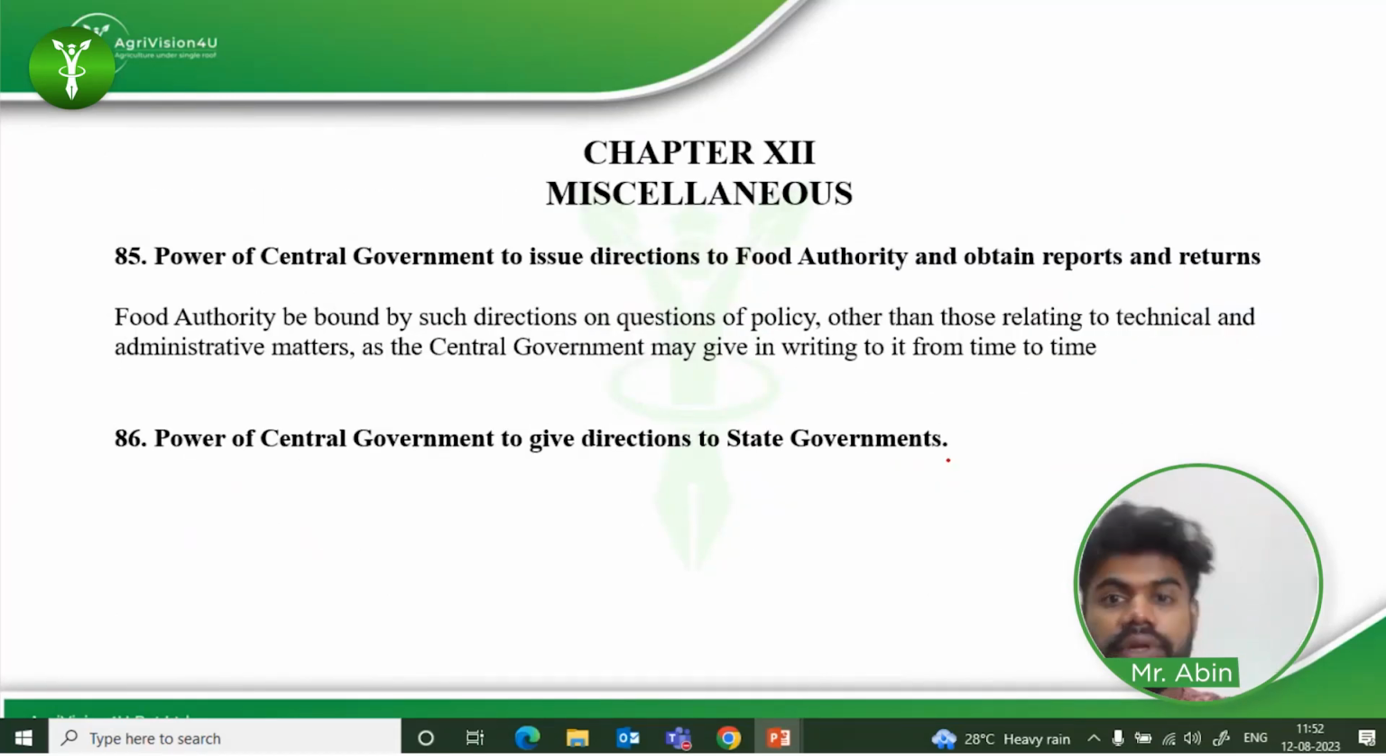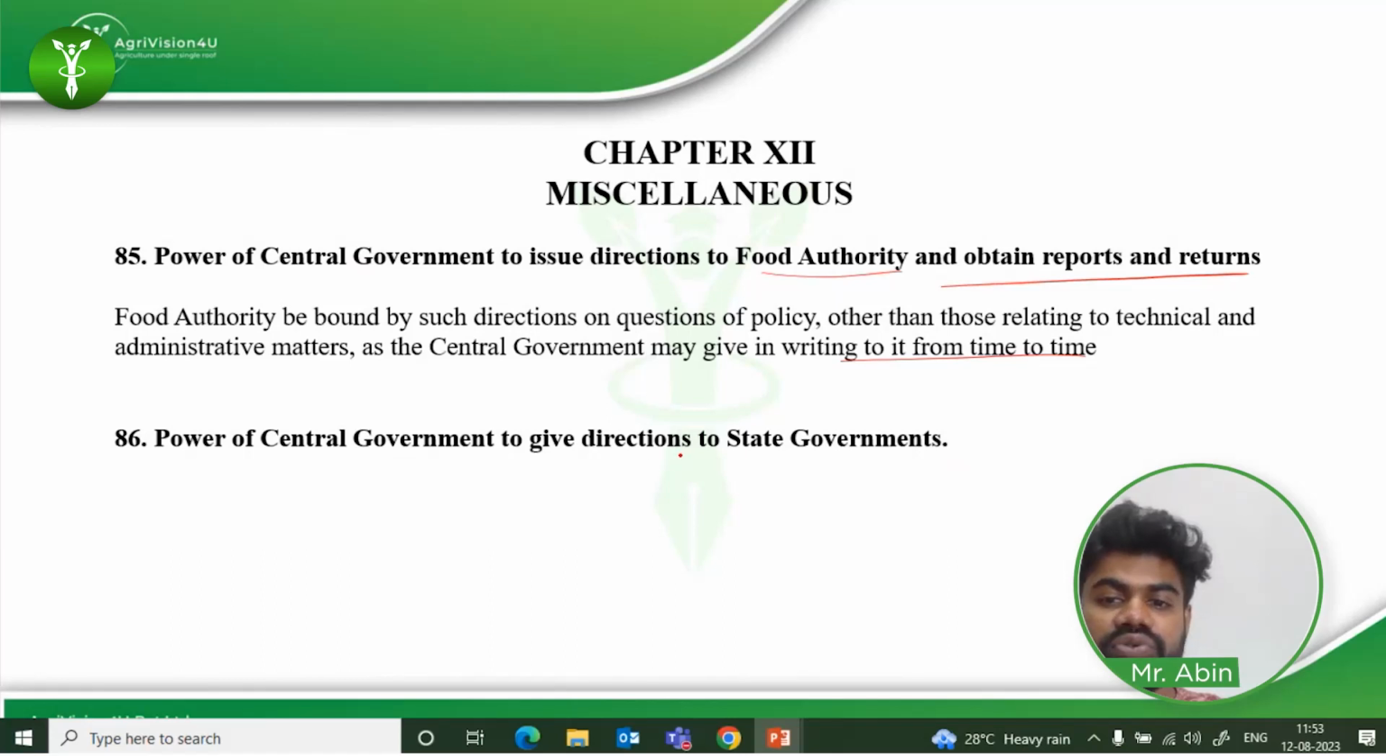Then chapter 12, we are going to miscellaneous. Power of central government to issue directions to food authority and obtain reports and returns. So I have already told you, rules are made by the central government only, not the authority. The authority will be making regulations only. So the food authority shall be bound by such directions on questions of policy, other than those related to technical and administrative matters, as the central government may give in writing from time to time.